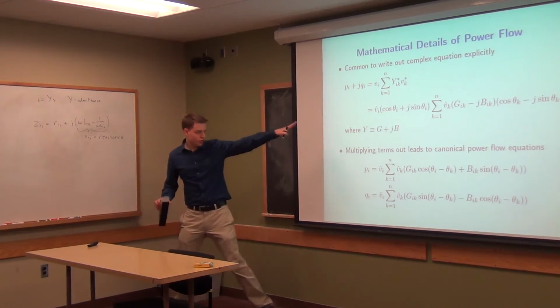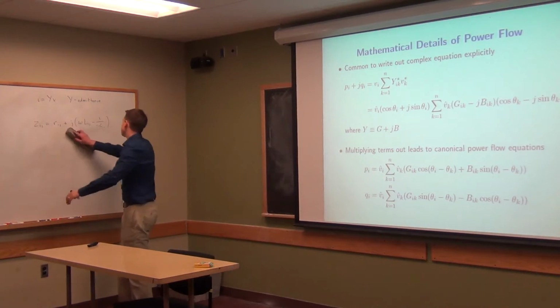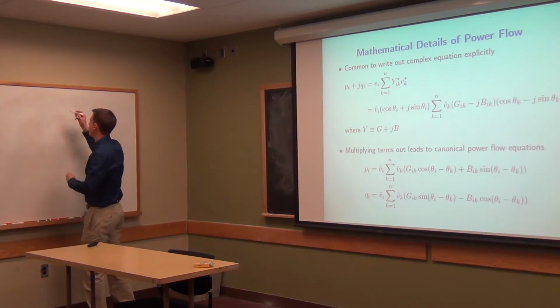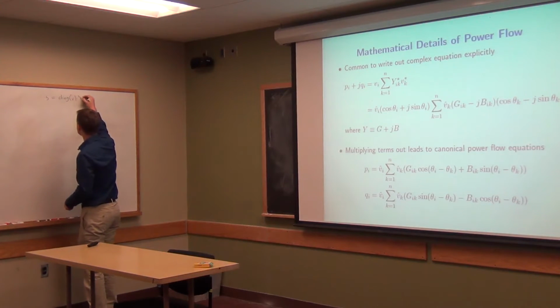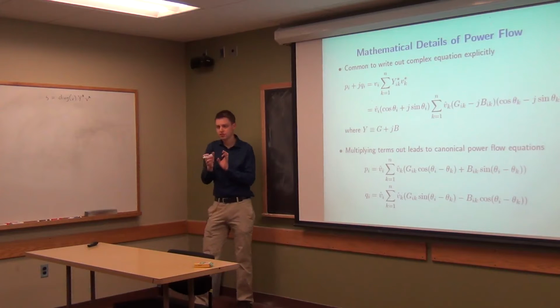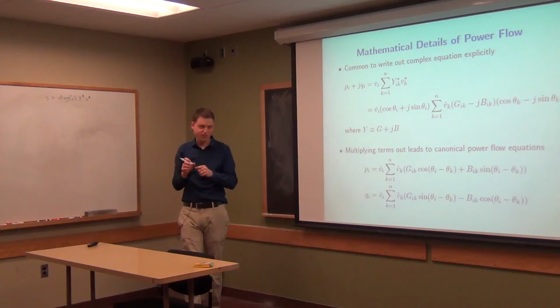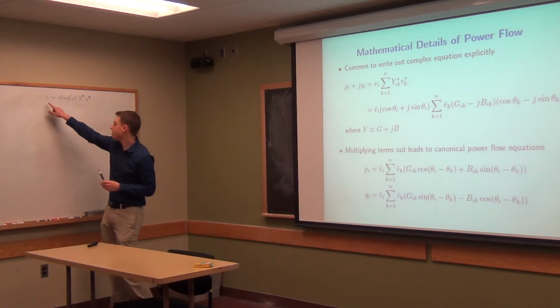It's good to go through this derivation pretty quickly. It's actually pretty straightforward. It's, again, just algebra. So remember, our equations were S equals diag V times Y conjugate V conjugate, where the conjugates there are taken element-wise. It's not conjugate transpose, it's just conjugate. Take every element in the matrix and conjugate it. So let's look at a single element of this.